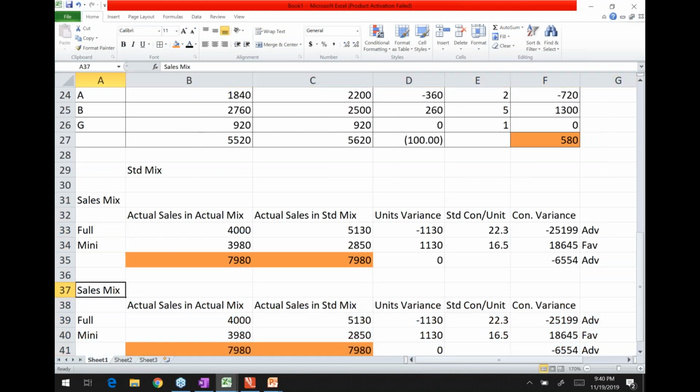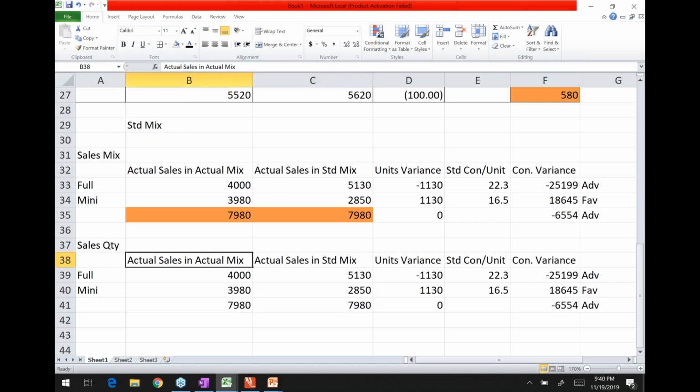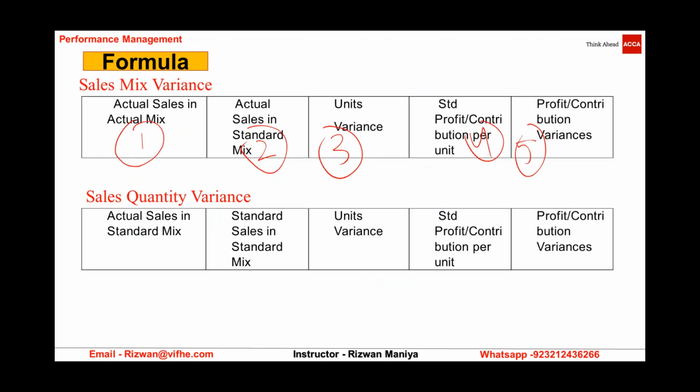Now what I've done is I've again copy pasted the entire stuff of mixed variance, and let me tell you what changes I need to make. First I will move towards the formula, and the formula is actual sales in standard mix, standard sales in standard mix, and the rest three are the same. So what's the common column here? This is common. See, this is common. The first column of quantity is the same as the second column of mix. It's very simple.